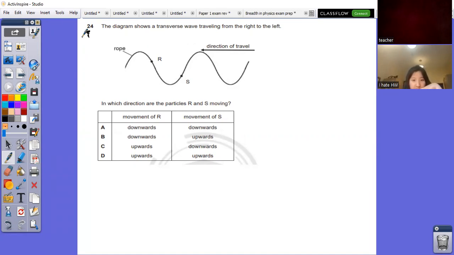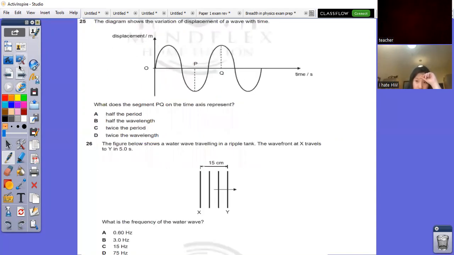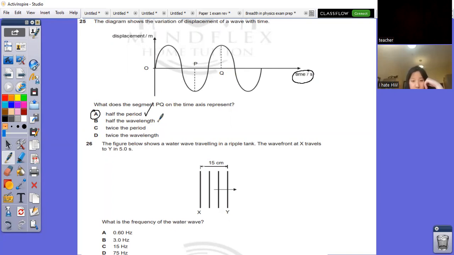Is it B? So you've chosen B for that one. Yeah, you're absolutely right. R will be moving down and S will be moving up. Very good start. Excellent. Okay, we move on to number 25. Is it B? Not quite. So whenever you're looking at this, you should always look at what is on the x-axis. So A. If this was distance, then yes, it would have been B, but it's time, so it's A. Good. Right. Number 26.